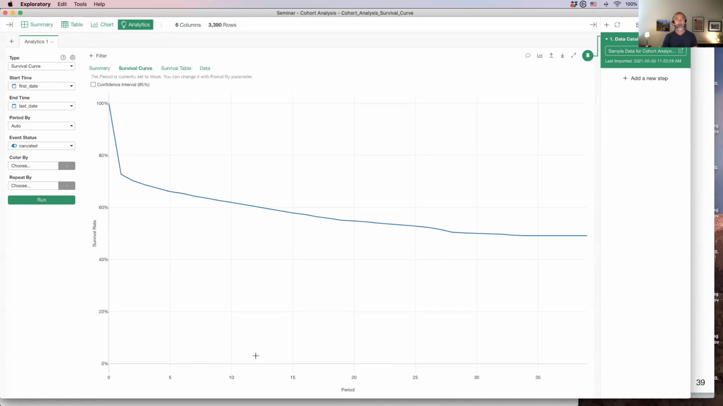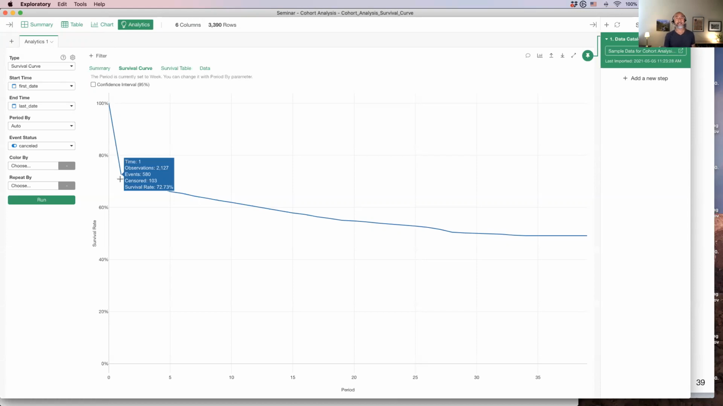Now, what is this x-axis? The y-axis is the survival rate through a given period, but what is the x-axis? It says period, and the period is currently set to week, and you can adjust it. What we are seeing here is, for example, a survival rate of 72%. That means that by the end of the first week, 72% of the customers are retained, but almost 30% churned.